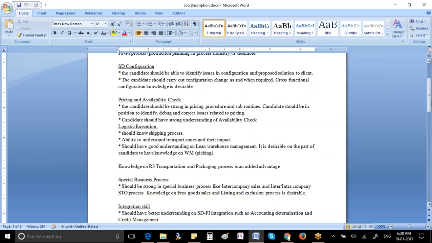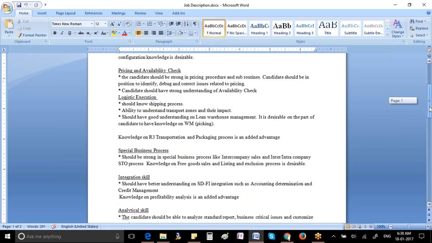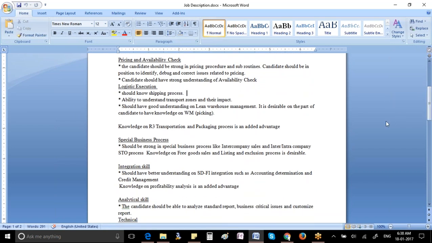Apart from this, we'll also learn some additional secondary skill sets. I'll tell you what they are. Special business processes: we'll learn all the 7 business processes, that is OTC, consignments, third party, IPO, make to order. IPO means individual purchase order, make to order MTO, and stock transport order, intercompany stock transport, both intra and intercompany. We'll learn both the intra and intercompany stock transport order, and we'll also learn intercompany sales and billing.